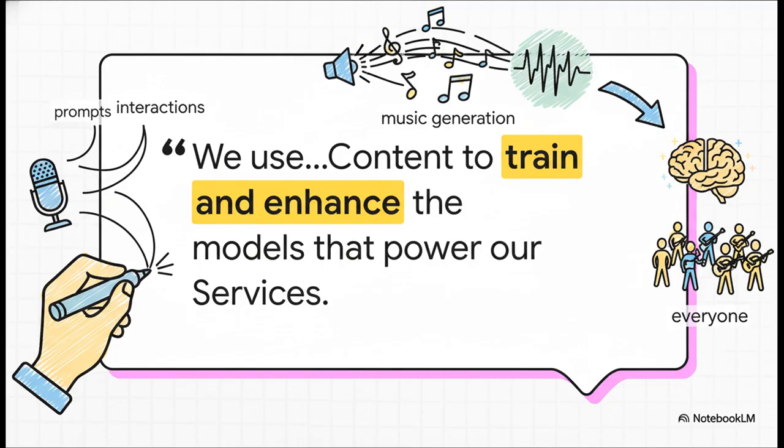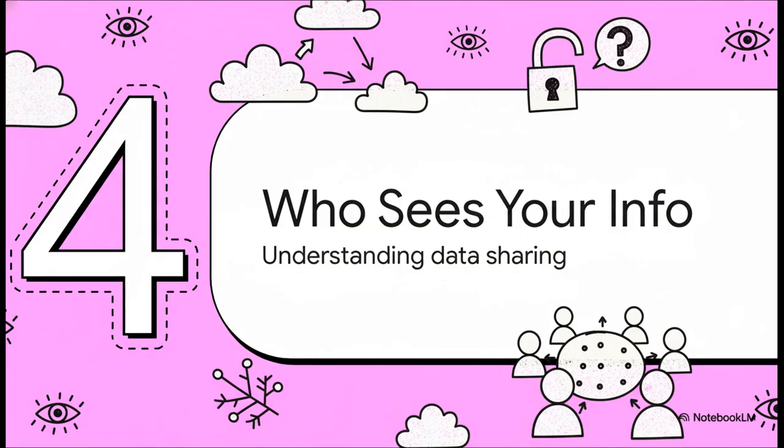And here it is, straight from the policy. They use all that content we talked about to, and I quote, "train and enhance the models that power our services." This is the core trade-off. Your prompts, your chats, the music you make, it all becomes fuel to make their AI smarter. You're not just a customer, you're basically part of the R&D team. Which, of course, brings up the next big question. So, who else gets their hands on all this information? Let's take a look at who they share it with.